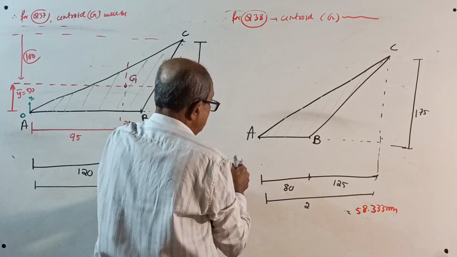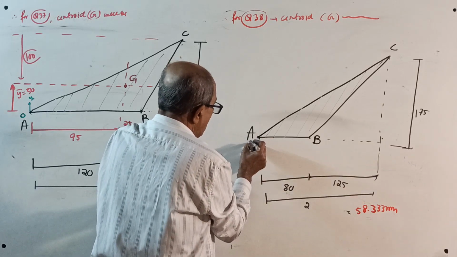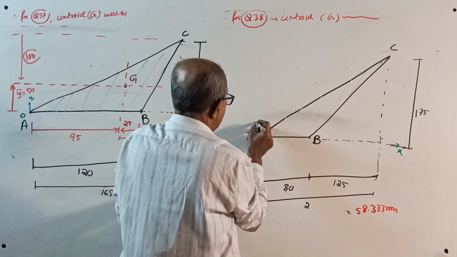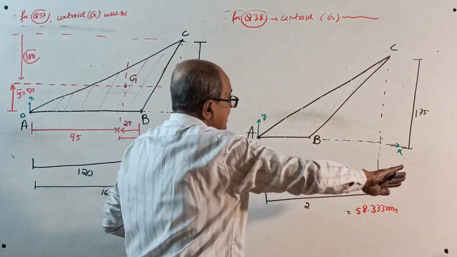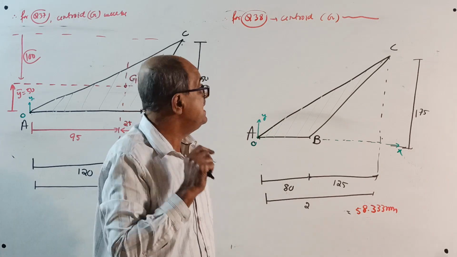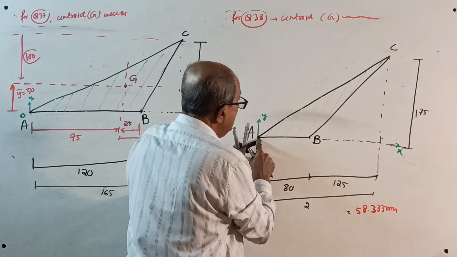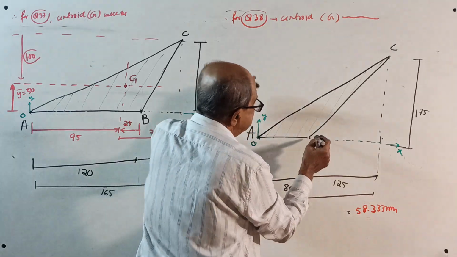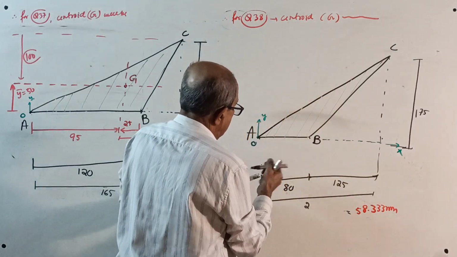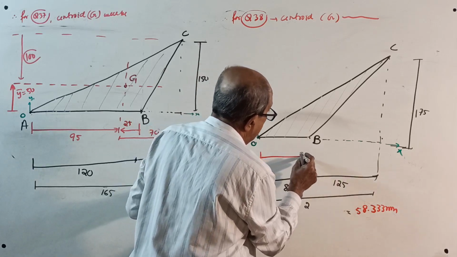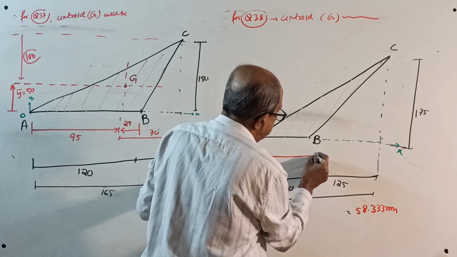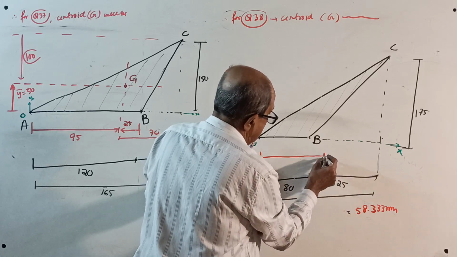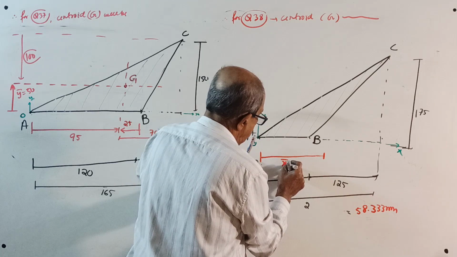See, our O is here. See, learning the concept means it is concept. X this way, Y this way. X bar, we got how much? 95. 95 means, see, this is 80. Further 15 this side. So from here, see, from here we got X bar 95. 95 is, see, 80, 125, 95. Okay. This is your X bar is 95.